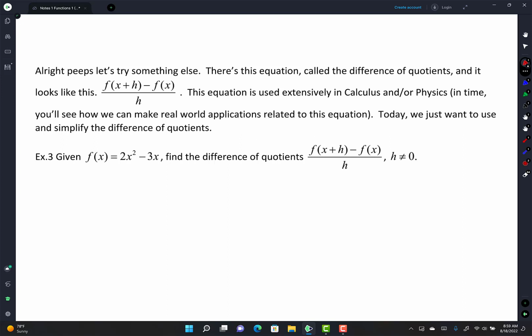So you're going to be seeing the instantaneous rate of change all the time. Cool or not cool? All right, so look how awesome this is going to be. Example 3: given f of x equals 2x squared minus 3x, find the difference quotient, f of x plus h minus f of x, over h. Look how awesome this is going to be, guys.